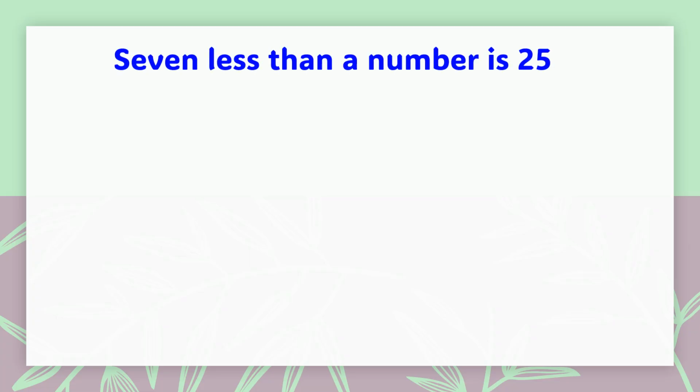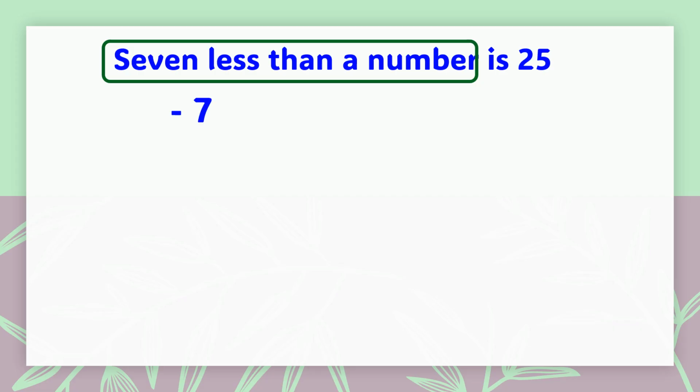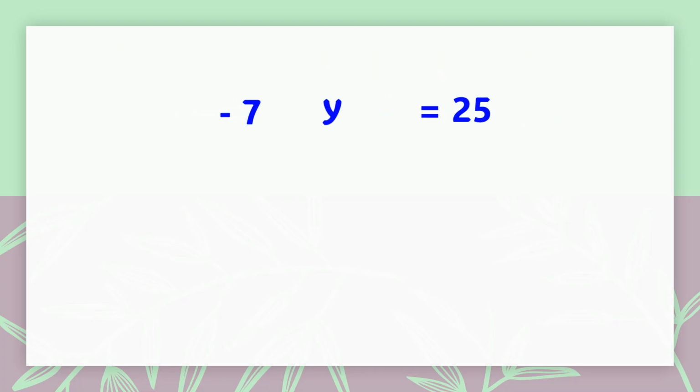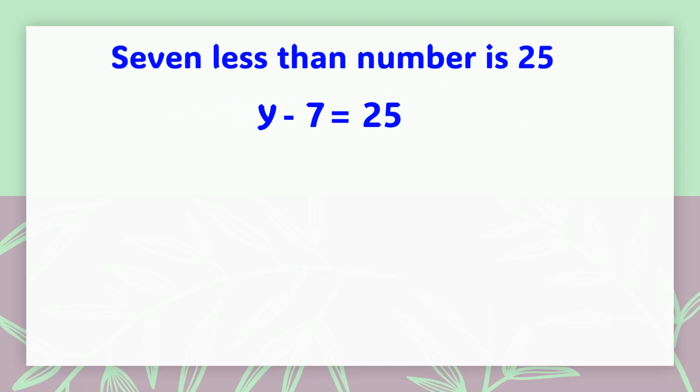7 less than a number is 25. 7 less, that is subtraction, minus 7. Less than a number, that is the variable, we don't know, we have to find out, let it be y, is 25. Y minus 7 is equal to 25 is our equation.